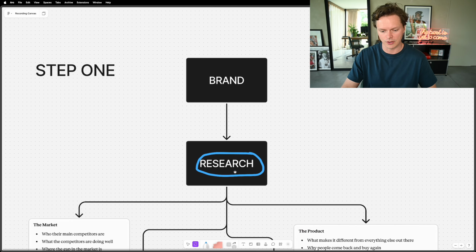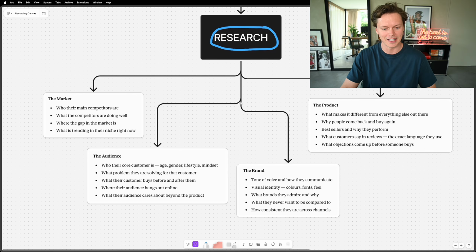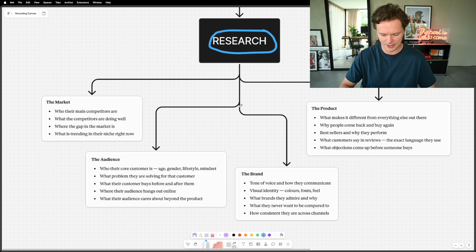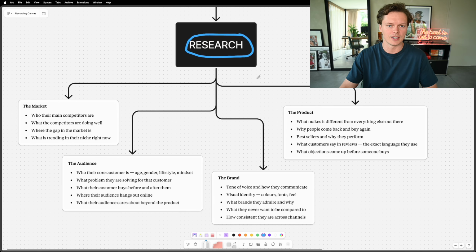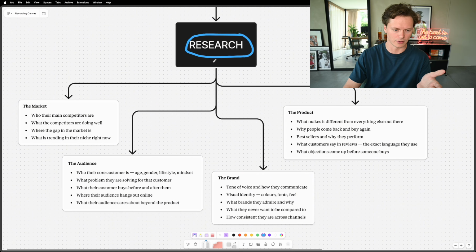Now, your research can be done with AI. You'd be stupid at this point not to do it with AI, simply because it's a very helpful tool and it speeds up a lot of the execution layers. So as a marketeer, you need to understand the results and the questions that you're asking, but you can use AI to speed up answering those questions, right? So what does your research have to look like?